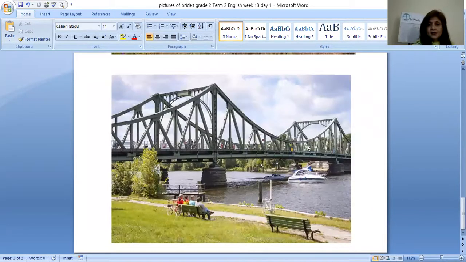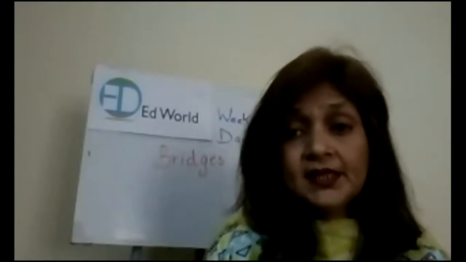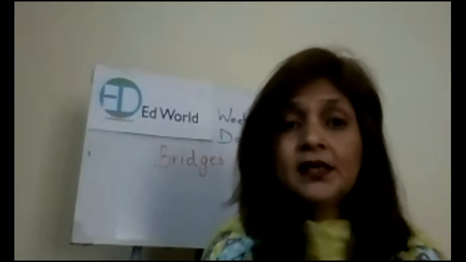This is the suspension bridge. It is built on tall towers and cables, right? So these were the different types of bridges. This means that they have given this information in a book, right?